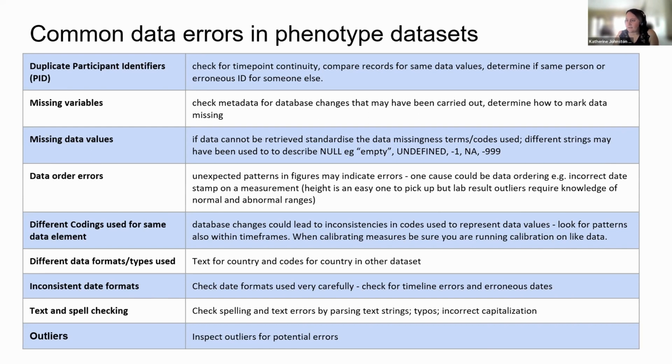Inconsistent data formats, text and spell checking. Isuru is going to address text and spelling and how you can look at that for data cleaning after Ayton and I. And then, just looking for those outliers.